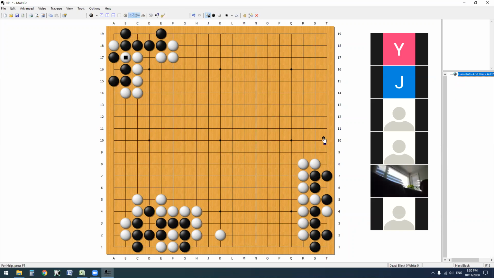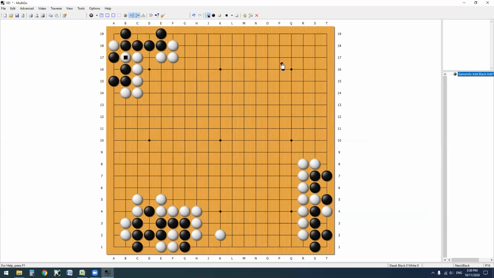Wait. What about bottom right? So now you go... dead. Yeah, that's right. It's dead. It only has one real eye here. That's a real eye, but it doesn't have the second eye.